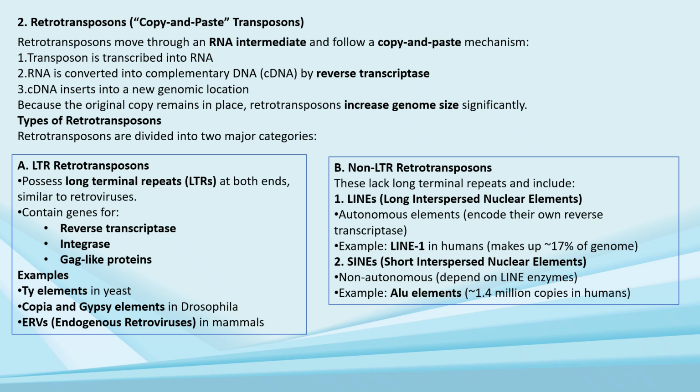LTR retrotransposons possess long terminal repeats at both the ends, and they contain genes for reverse transcriptase, integrase, GAG-like proteins. And examples: Ty elements in yeast, Copia and Gypsy elements in Drosophila, ERVs, that is endogenous retroviruses in mammals. Non-LTR retrotransposons, they lack long terminal repeats and they include LINEs and SINEs.